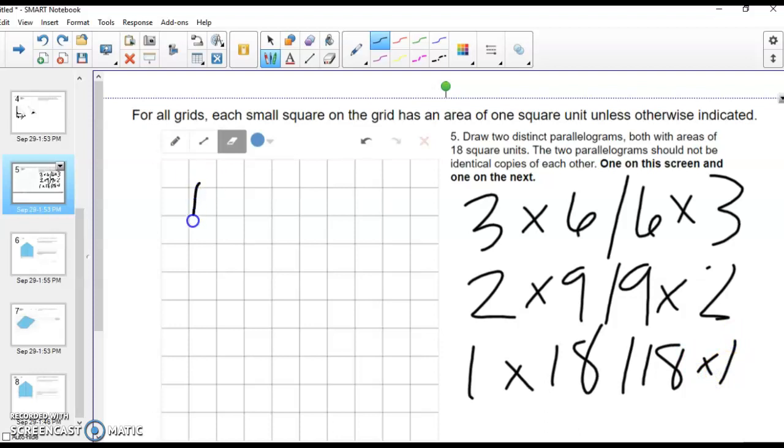So I could do a 3 by 6: 1, 2, 3 by 1, 2, 3, 4, 5, 6. Okay, that would give me 18 square units.